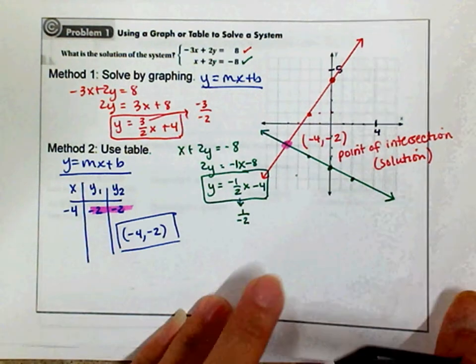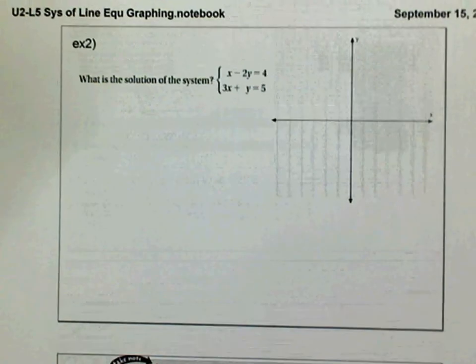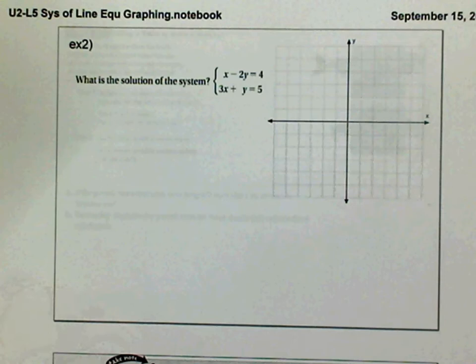All right. Next part, let's look at example 2. Here's example 2. Okay? So we're going to do it by graphing, and then we're going to do it by table to double check our answers. So let's take a look at graphing.